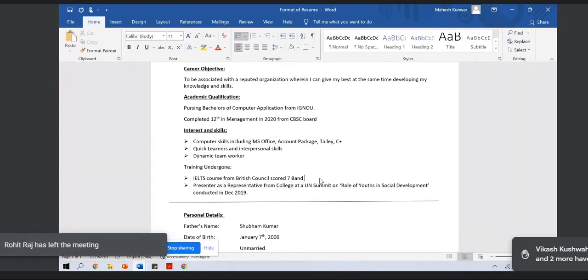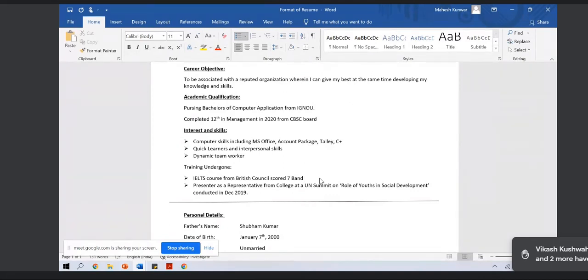So my suggestion would be, if you are looking to improve or enhance your spoken English, you may join the IELTS course, and this will help you not only in going abroad but also in joining any good organization in India. Good organization means MNCs, IT companies.